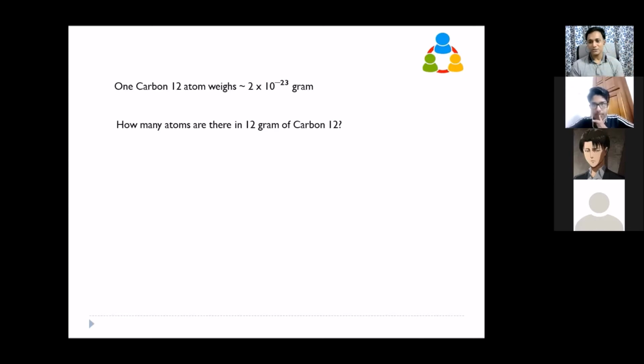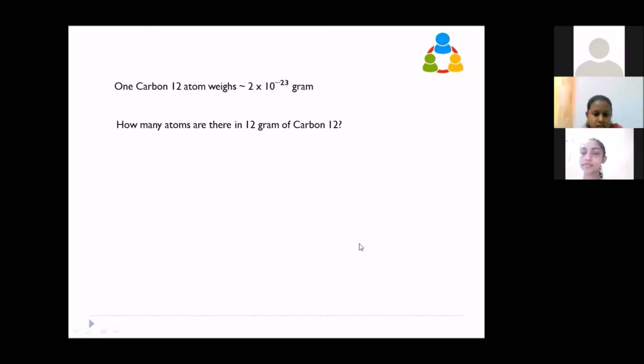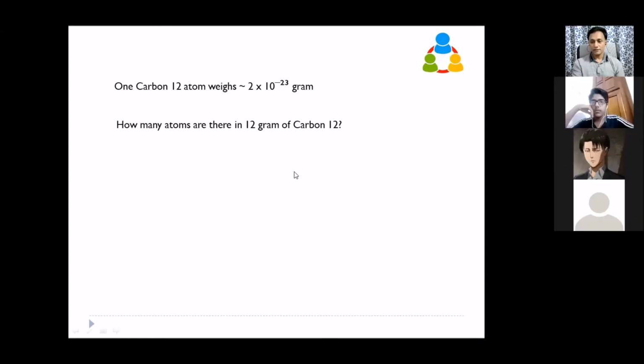A school has 600 students, and one class has 20 students. So how many classes are there? In 600, how many 20s are there? Like that, you are telling one atom weighs 2 into 10 raised to minus 23. Now you are asking in 12 gram, how many pieces are there? So 12 divided by this. That's a good method. I am happy that at least you are getting it right. Anyone else? The first method you want to apply? Unit value?